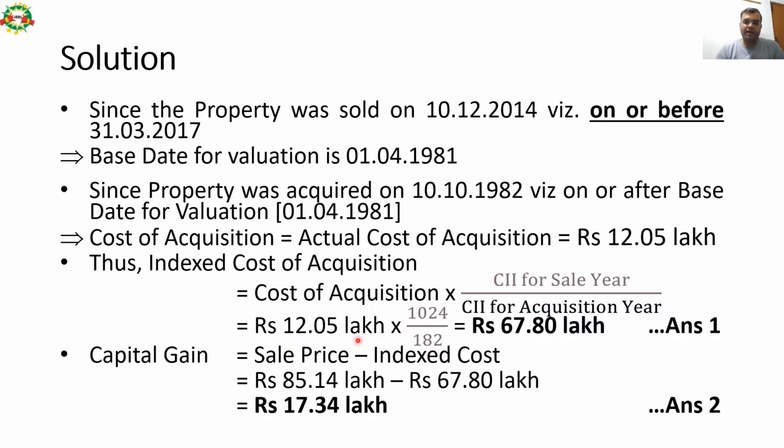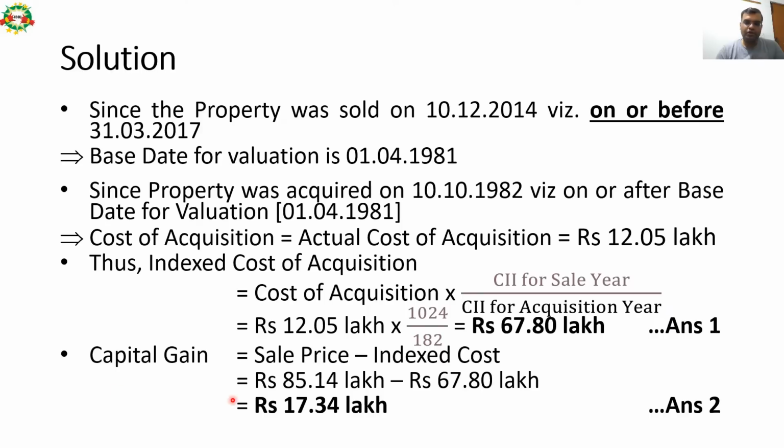So 12.05 lakh multiplied by 1024, the cost index for sale year, divided by the cost index for acquisition year or the cost index for base year for valuation, whichever is later, if you remember the formula. Since here the acquisition year is later than the base year, we do not need the cost index for the base year. The cost index for acquisition year has been given in the question. So the index cost of acquisition is equal to 67.80 lakh.